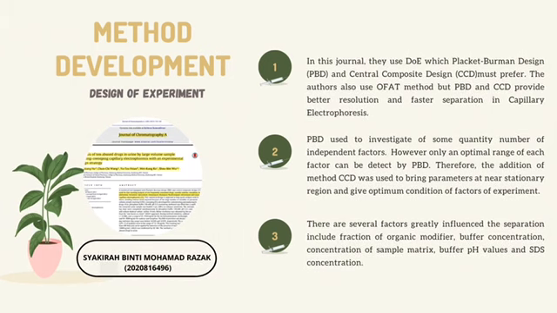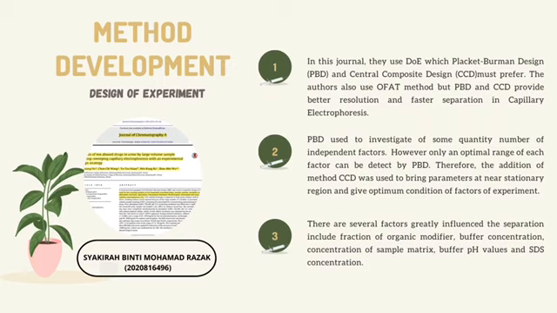Basically, in this study, they started by using OFAT to hold all factors but one constant. OFAT is one factor at a time, varying the level of the factor of interest until they get the best value. But they noticed that OFAT cannot lead to a real optimum of the factors. So they continued to use DOE, which gives a precise estimate of the effect of each factor. DOE has a lot of designs, but in this journal they use a Plackett-Burman design, which is PBD, and a central composite design, CCD, which provide better resolution and faster separation in capillary electrophoresis.